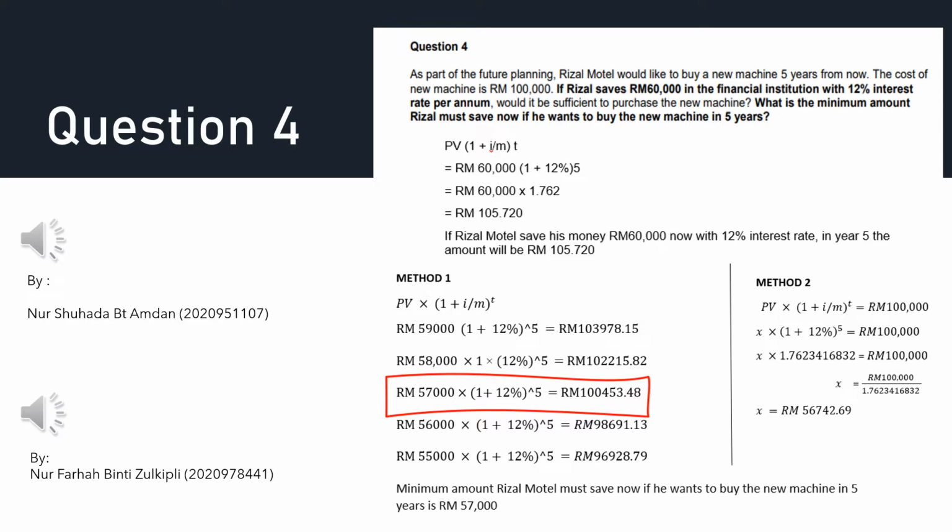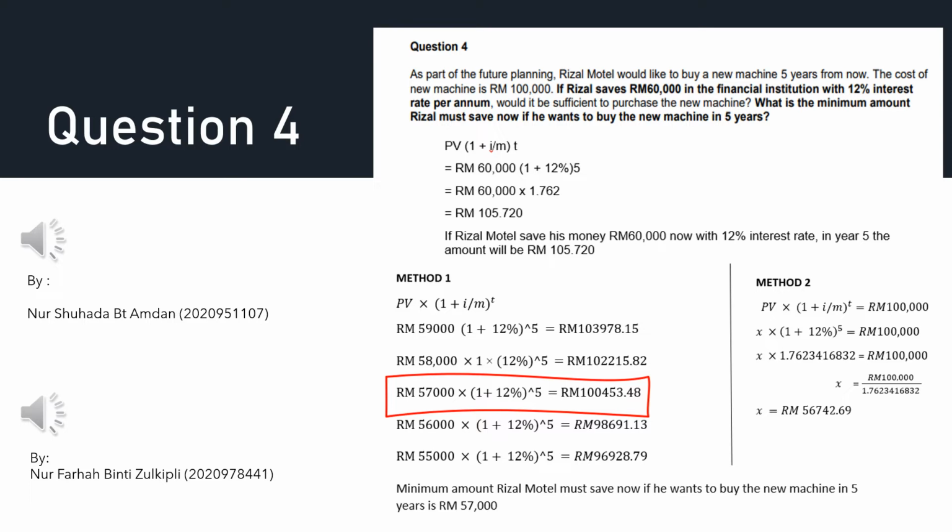Okay, the formula used is present value multiplied by 1 plus interest rate in percent divided by M, which is the period of year, and T is the period in year where interest is compounded. So the way of calculation is RM 60,000 times 1 plus 12% to the power of 5, and we get 1.762.